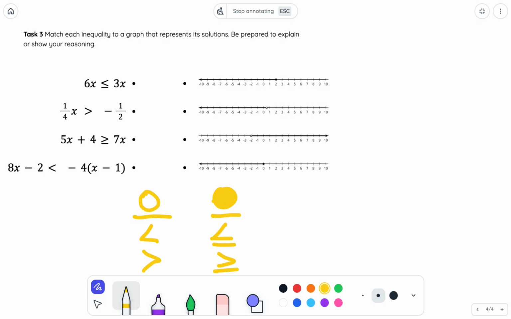So you could plug in possible values. For example, for this first graph, 0 is a solution for all of these. You could plug in a solution that's only possible with this first graph. So let's say, well, 2 is a possible solution for the first graph, but it's also a possible solution for the third graph. So if you plugged in 2 to any of your inequalities on the left, which ones would it work for? And then you could plug in other numbers to the left or right, depending on what part is shaded.